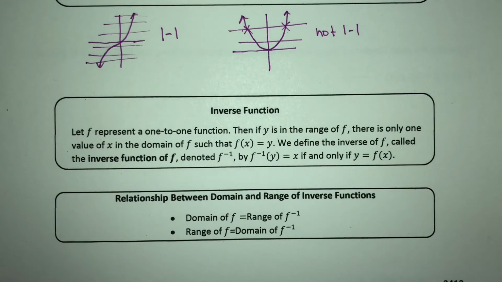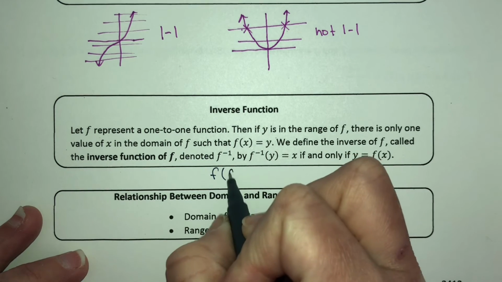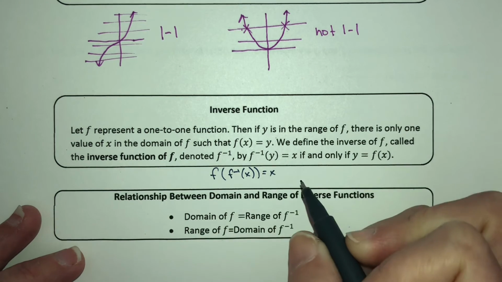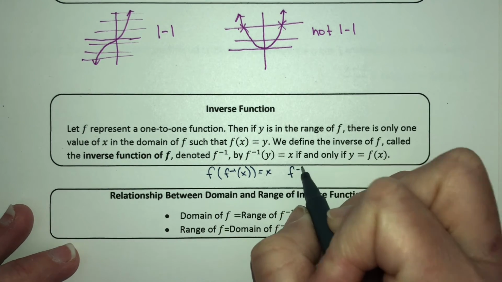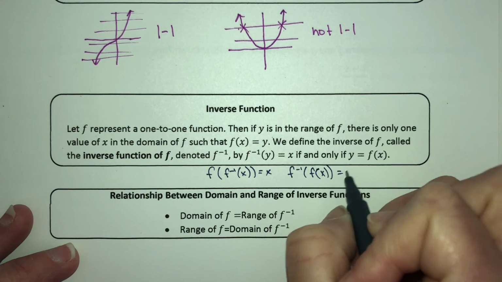Another way of writing this is f of f inverse of x is equal to x. We're going here later, so I'm going to end up repeating myself. And f inverse of f of x is equal to x.